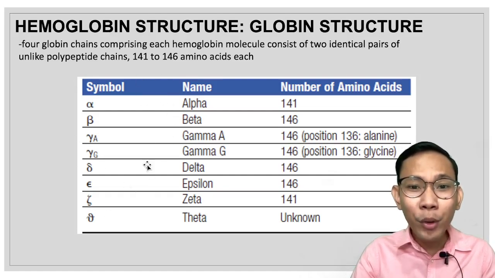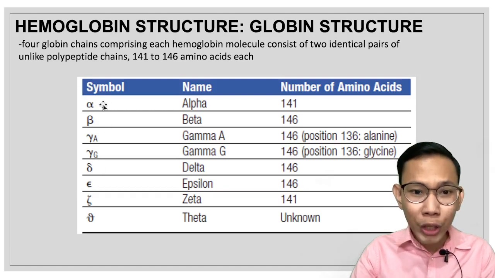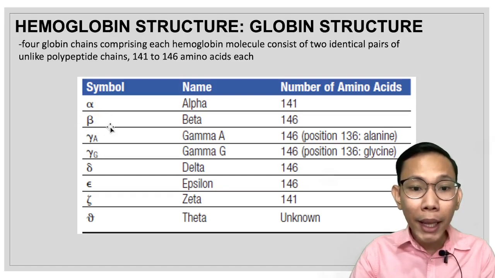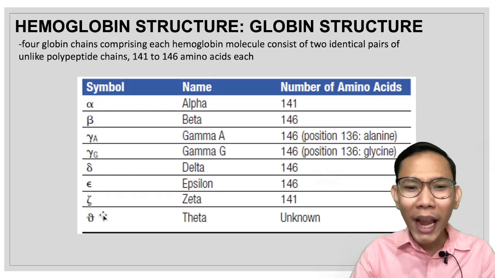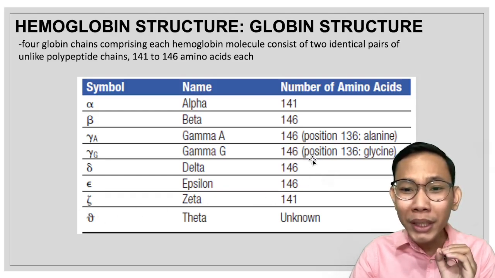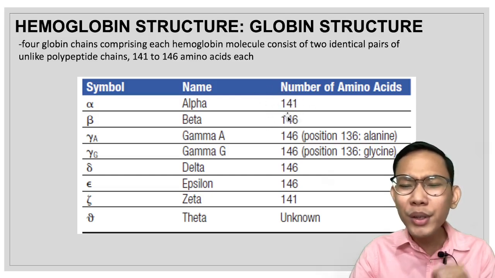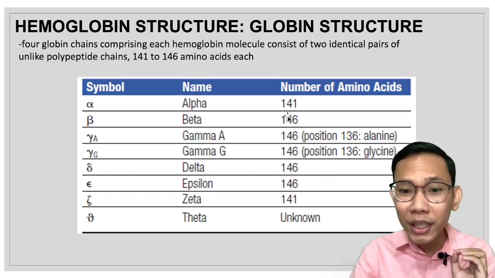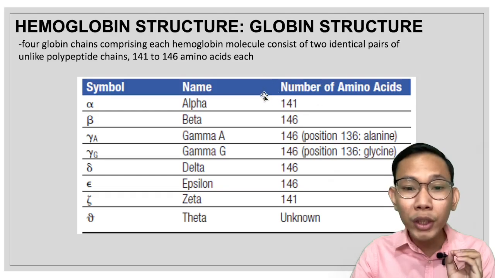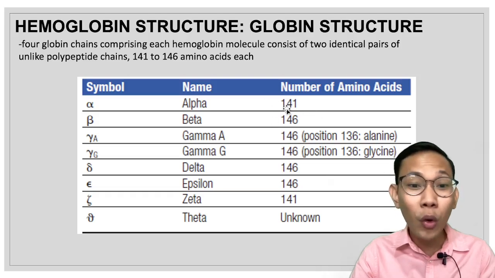So, these are the possible hemoglobin chains na ating pwedeng makita. Meron tayong alpha, beta, gamma A, gamma G, delta, epsilon, zeta, and theta. So, kindly remember the most important ones here are your alpha and your beta. So memorize the number of amino acids because these are high yield questions in the board exam. So alpha, 141 amino acids, beta, 146. Ito lang talaga yung dalawang gusto kong itatandaan natin. Okay? These are very high yield questions.